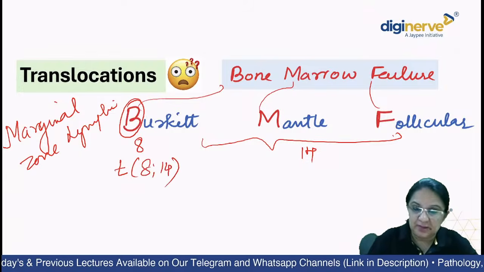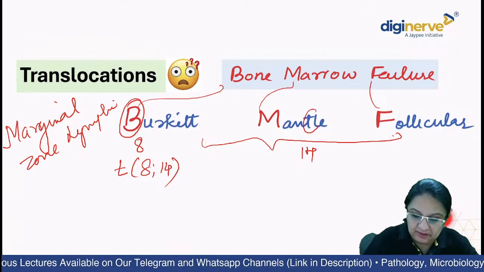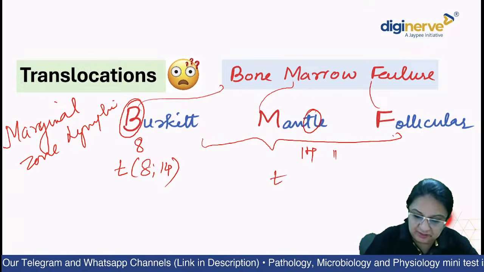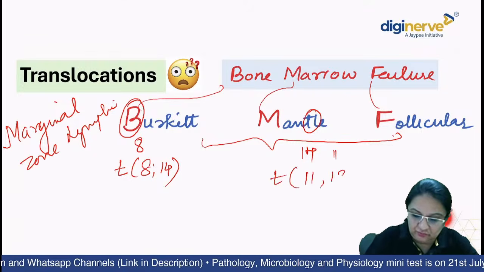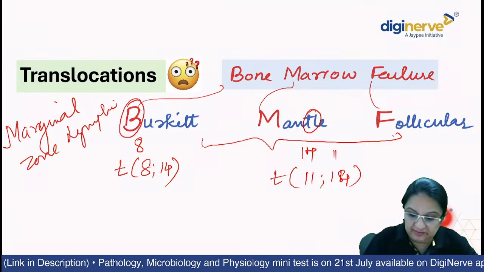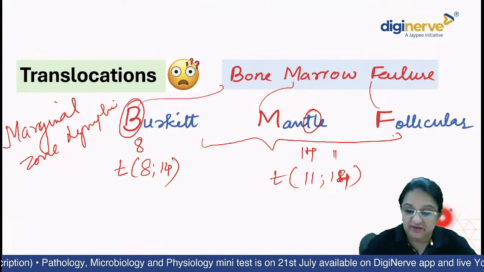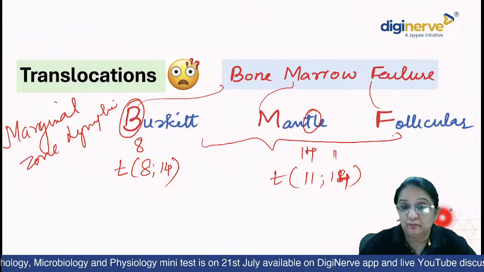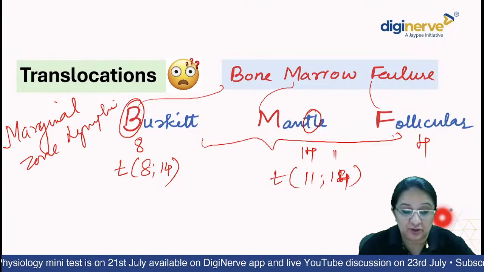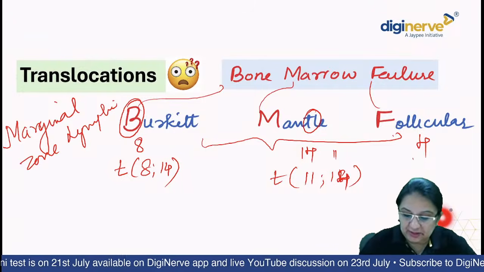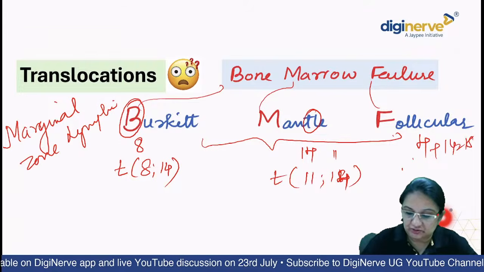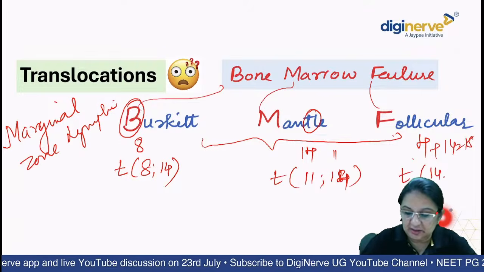Okay. Mantle, what does this look like? 11. So your translocation 11, 14. 14 has to be common. Okay. 11, 14. Then F, fall. What does fall look like? 4. It sounds like 4. So 14 plus 4 is your 18. So your translocation 14, 18.